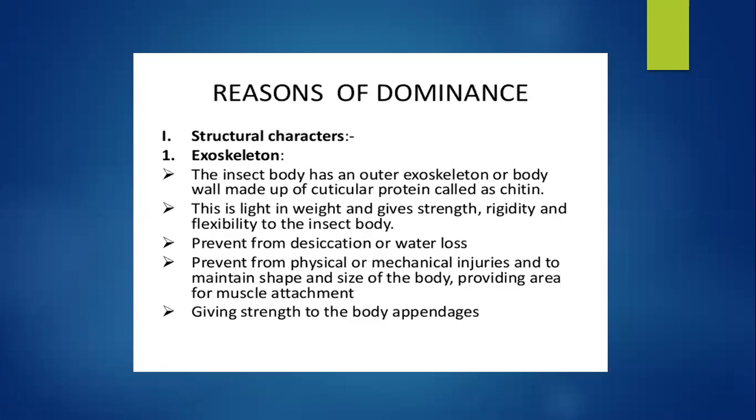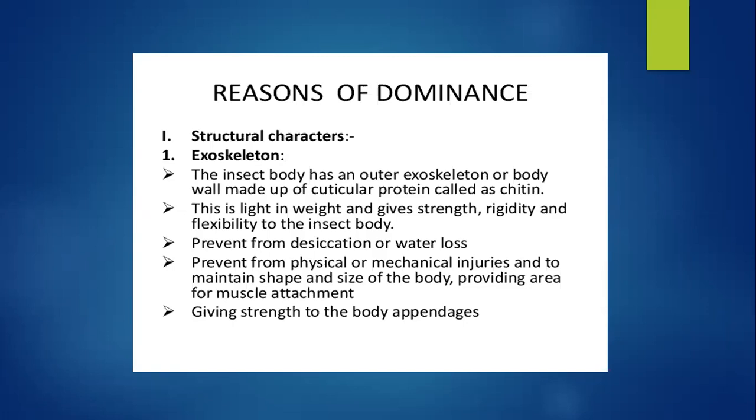Because of this exoskeletal structure called the cuticle, desiccation, that is the water loss, is prevented. So the water is retained in the insect's body. That is an advantage for the insect. And what does the cuticle do? The cuticle acts as a protective layer, helping the insect withstand physical or mechanical injuries.